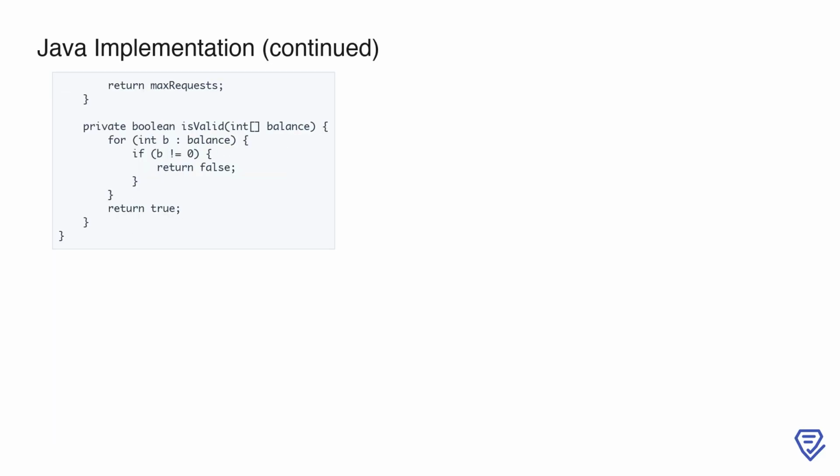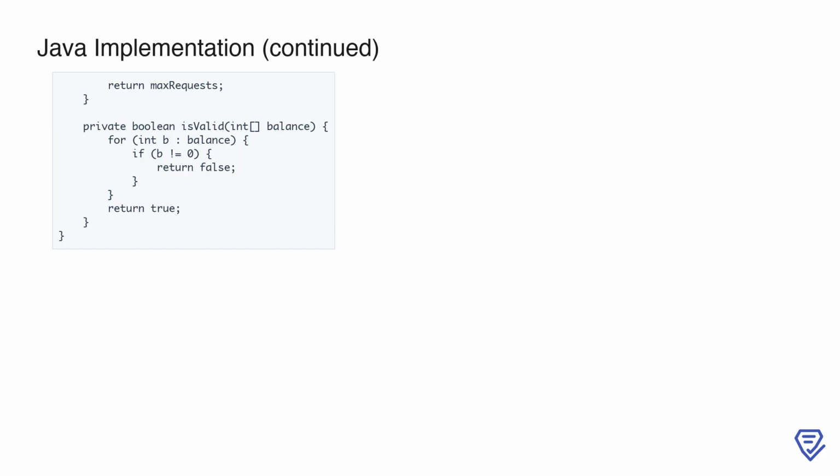If the current subset satisfies the validity condition, we update max requests to store the maximum of its current value and the count of requests in the valid subset. Finally, after all subsets have been evaluated, the method returns the max requests value. To determine validity, we use the helper method isValid, which iterates through the balance array. If any value in the array is not 0, it returns false, indicating that the subset creates an imbalance across buildings. Otherwise, it returns true.